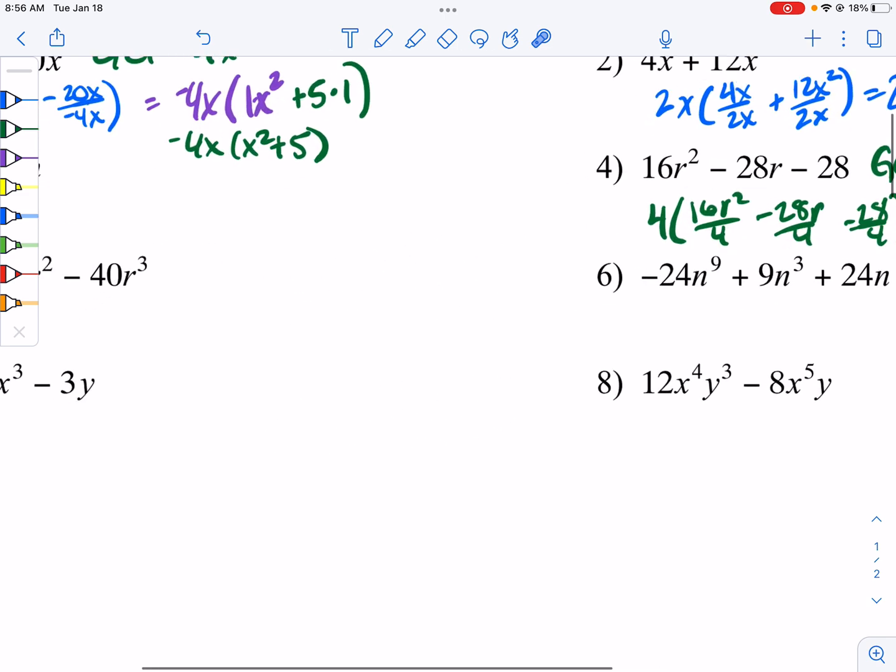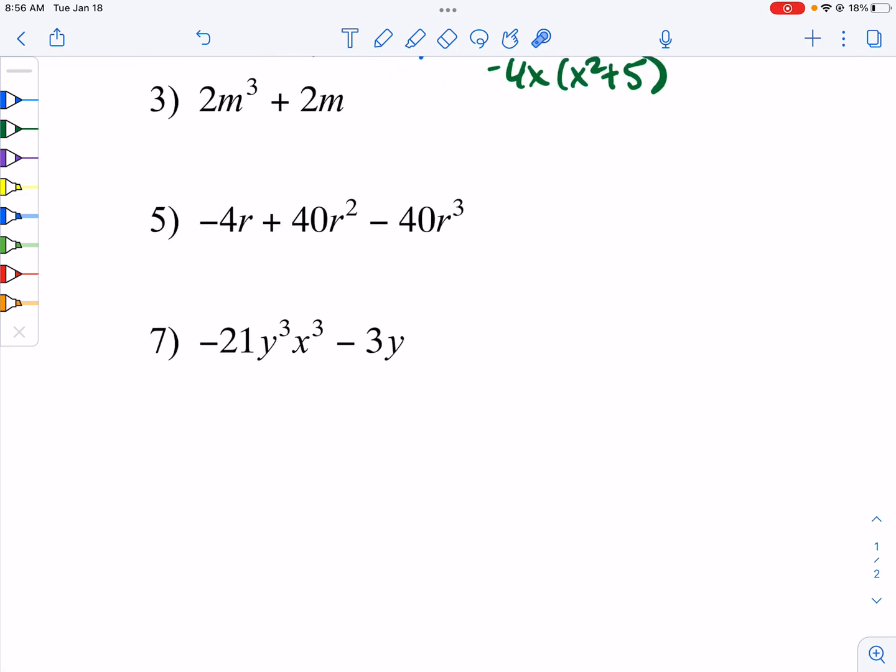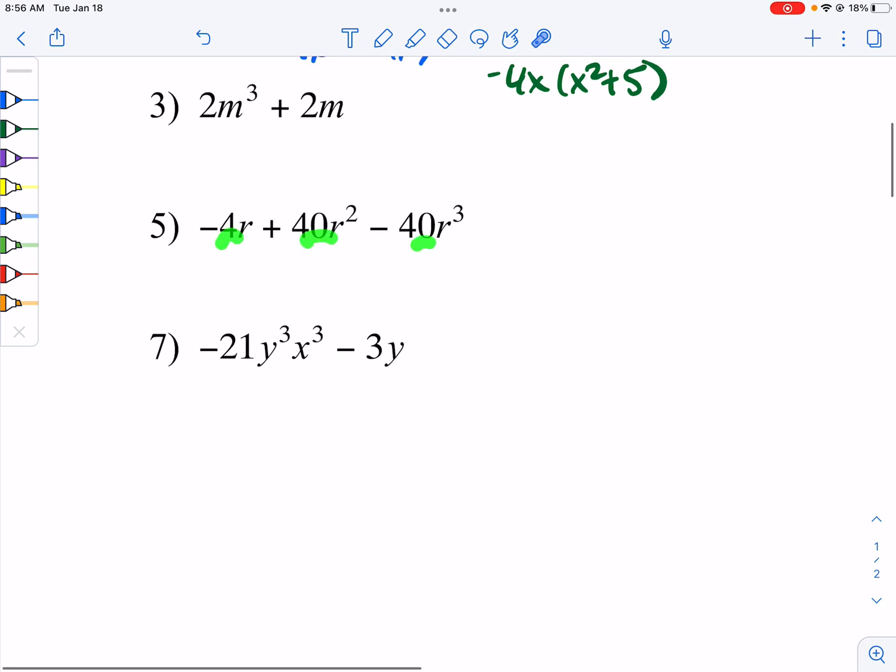Okay. If we try another one, if we look at this one, we've got 4, 40, 40, r squared, r cubed, and an r. So first of all, we've got an r that's in each one of these. So an r is part of my greatest common factor. Between 4, 40, and 40, I have a common factor of 4. Because my first term is negative, it's conventional to take the negative out with it. So I'm going to do my common factor as a negative 4r.